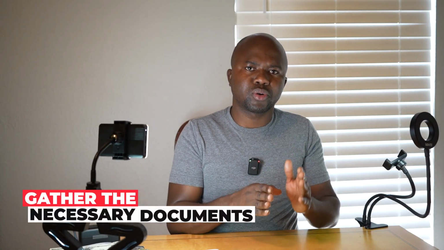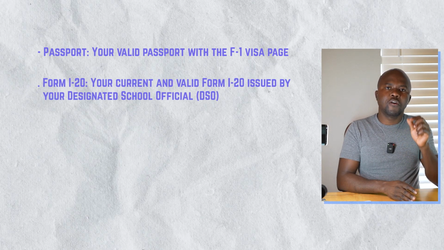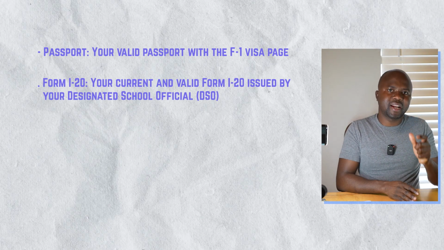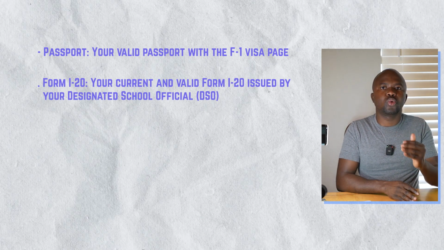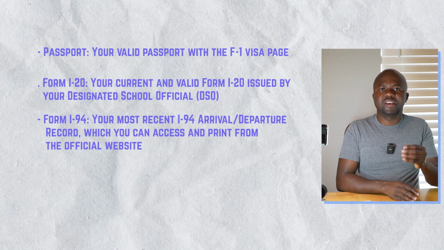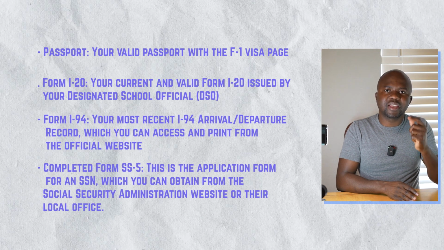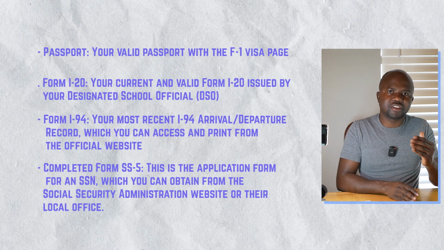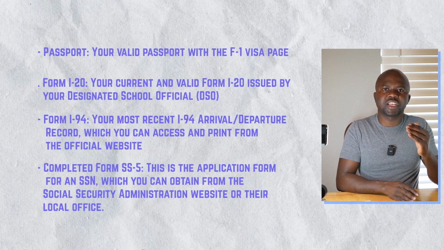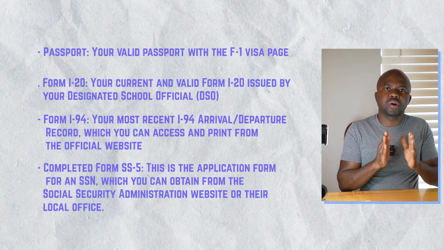So the next step is gathering the necessary documents for the application process. You will need the following documents. Number 1, a passport, your valid passport with F1 visa page. Number 2, Form I-20, your current and valid Form I-20 issued by your designated school official, DSO. Number 3, Form I-94, your most recent Form I-94 arrival departure record, which you can access and print from the official website. Complete Form SS-5, the application form for social security number, which can be obtained from the Social Security Administration website or their local office.